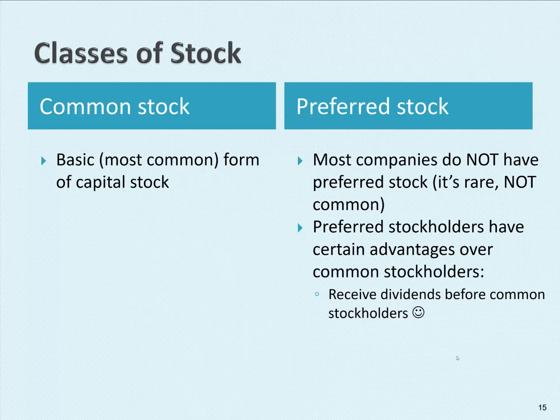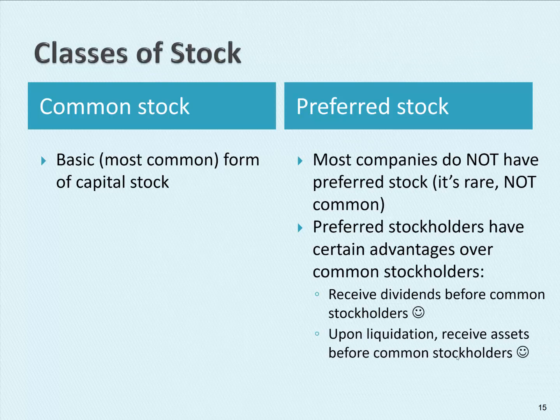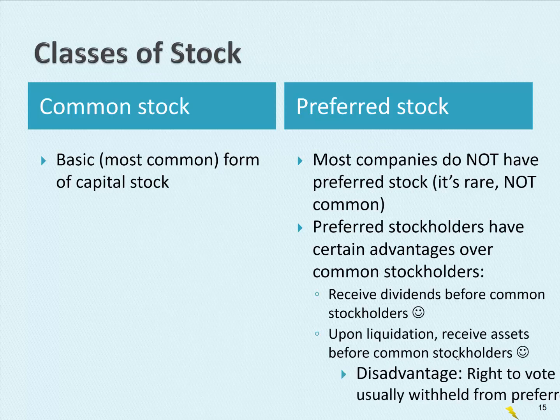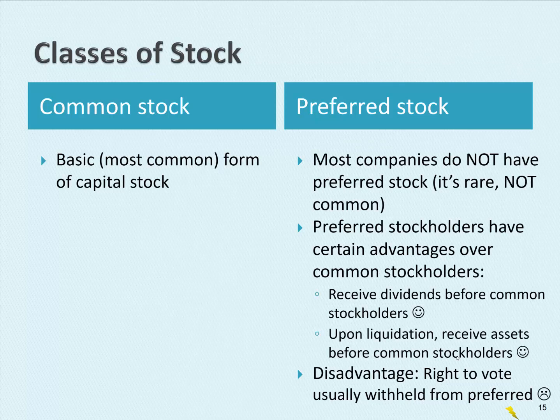They receive dividends before common stockholders. So what this means is that if the company has money for only the common stock dividend or the preferred stock dividend, then they will pay the preferred stock dividend. And in the rare case where the company has to be liquidated, the preferred stockholders are in line before the common stockholders to receive assets from the liquidation, if there are any assets left over. Now, a major disadvantage of preferred stock is the right to vote is usually withheld from preferred stockholders.